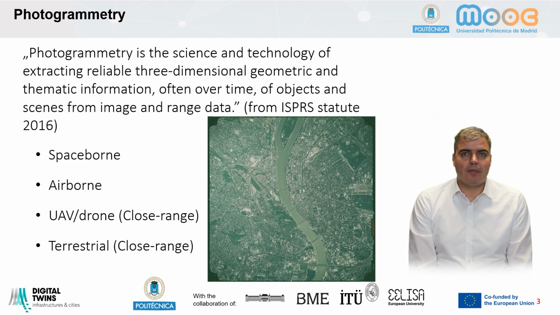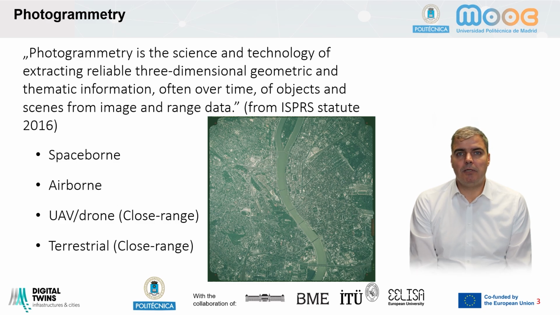So photogrammetry, as I gave you a definition in case of remote sensing, this is the same ISPRS definition. Photogrammetry is the science and technology of extracting reliable three-dimensional geometric and thematic information, often over time, of objects and scenes from image and range data. So this is kind of a wide definition, but it contains that we can acquire geometric and attribute data at the same time, often over time, so we can analyze time series.